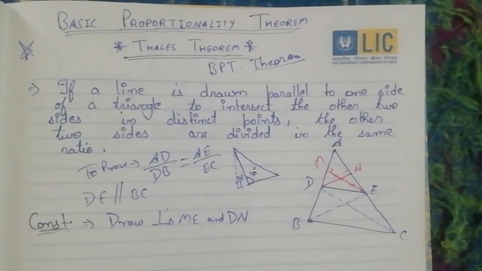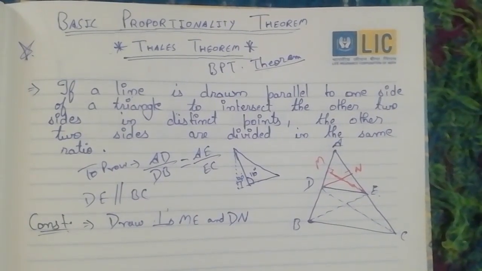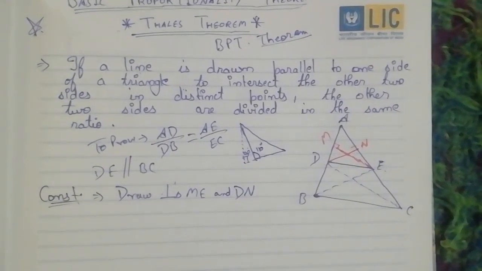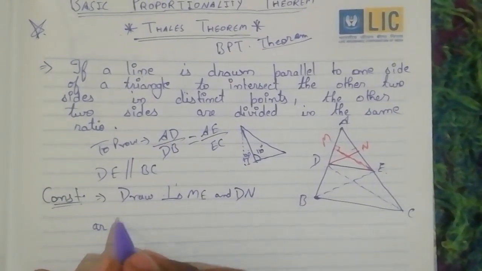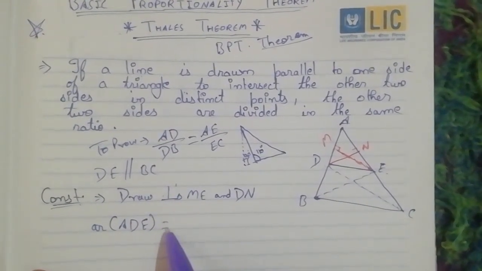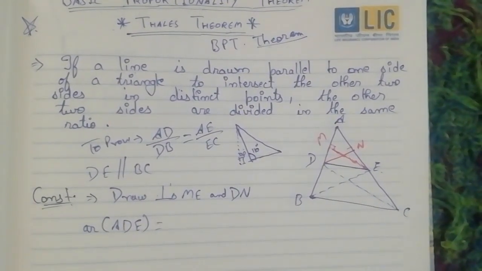Look, this proof is very simple, but it is the most important theorem of your board examination. It can be asked directly: prove the basic proportionality theorem, for 4 marks. So for that, what we need to know is the area of triangle ADE. What is the triangle area? Area of a triangle is 1 by 2 into base into altitude.